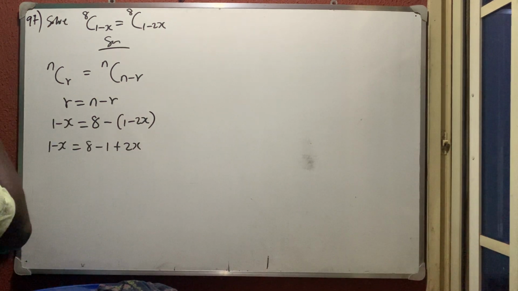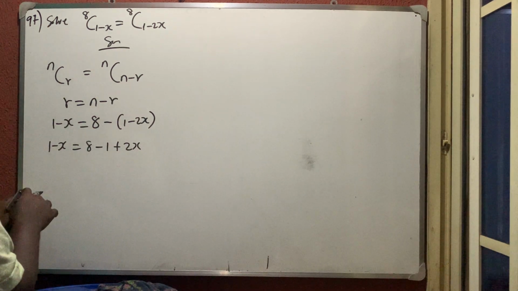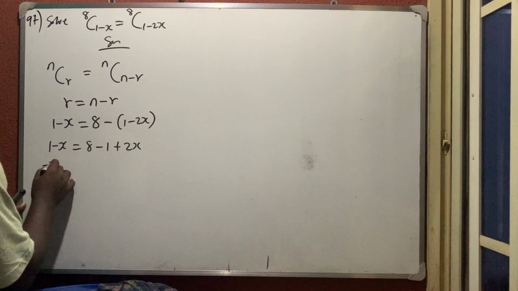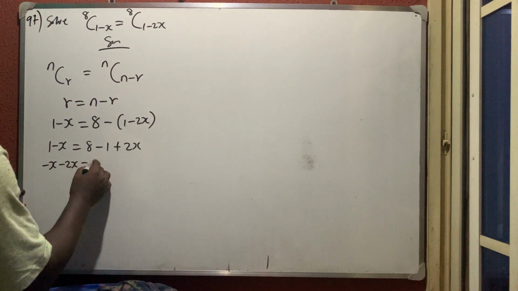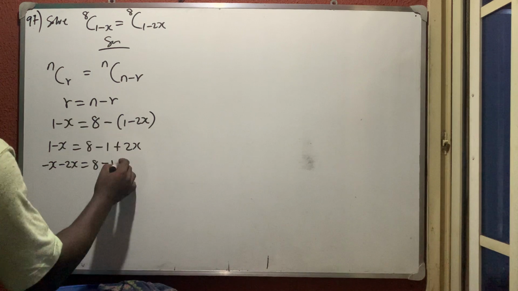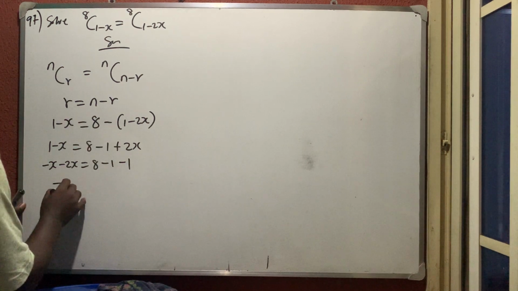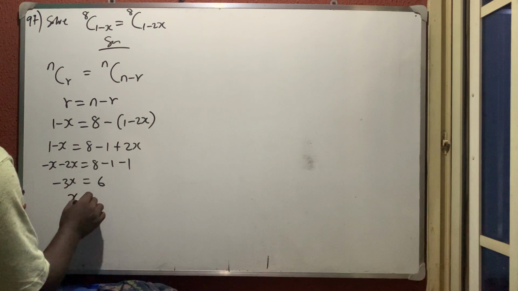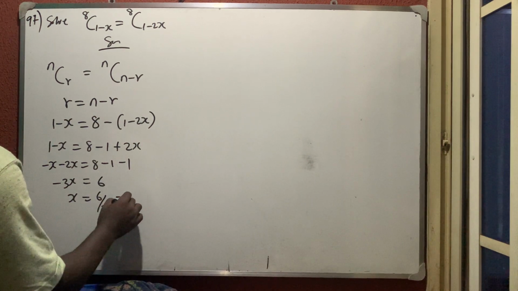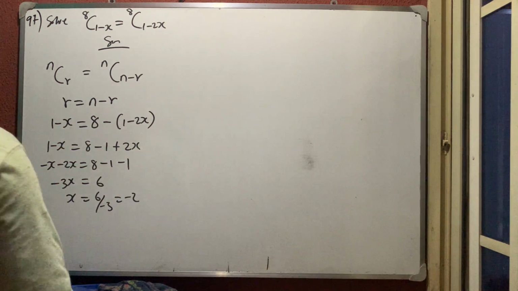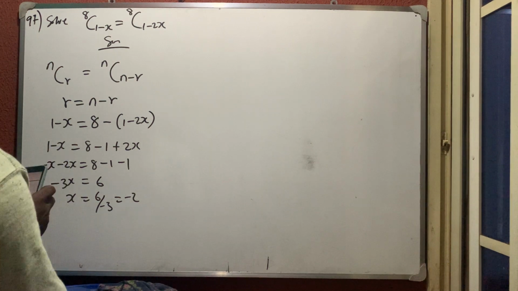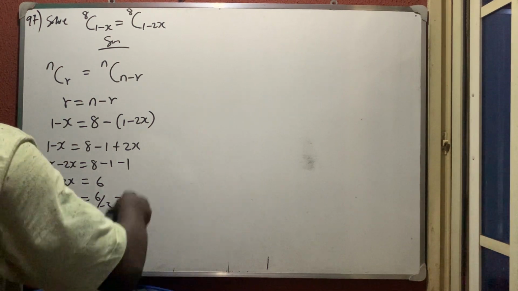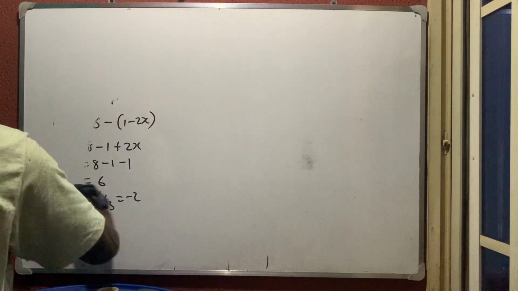So collect like terms, I'm going to have minus x minus 2x is equal to what? 8 minus 1 minus 1. So minus 3x is equal to 6. So x is equal to what? 6 divided by minus 3, which is minus 2. Okay, very correct. B is the correct answer.